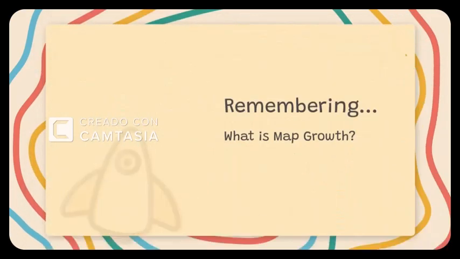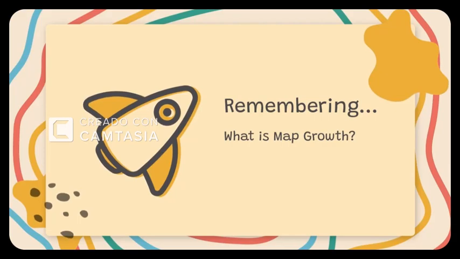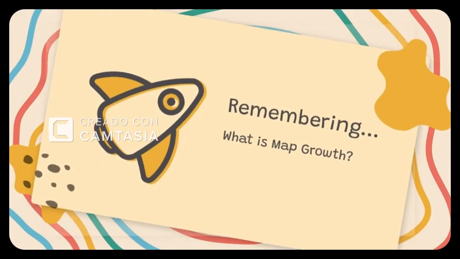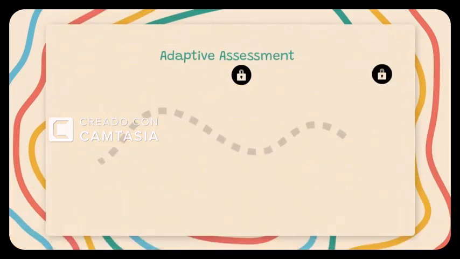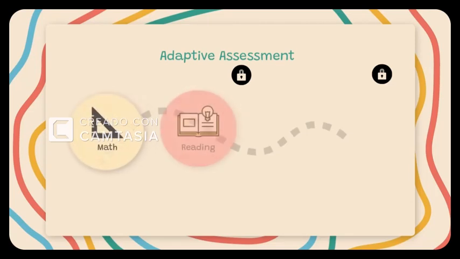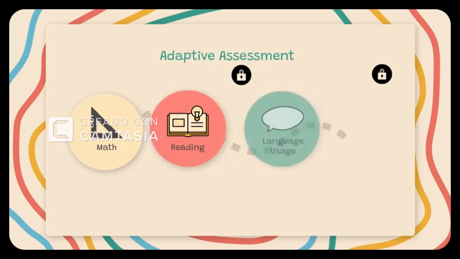So, let's start remembering what MAP Growth is. MAP Growth is a dynamic adaptive assessment that measures your students' achievements and growth in K-12, math, reading, language usage, and science.